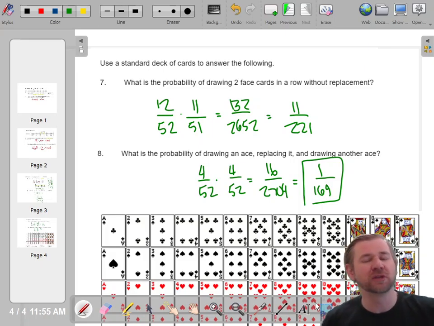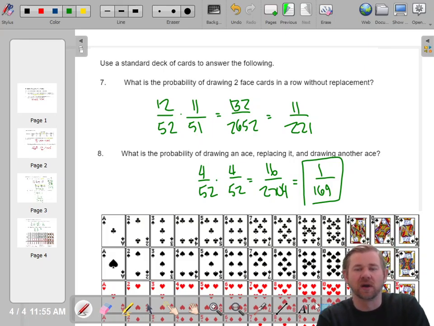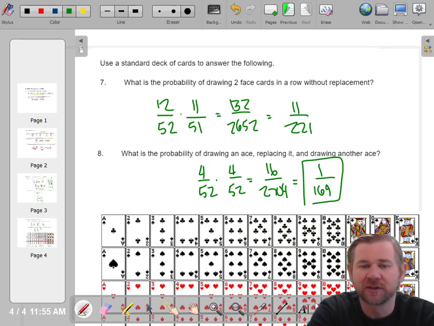If you can do those, you should be able to do pretty well on your checkpoints. So make sure you get those checkpoints done. Make sure you fill out all those notes.